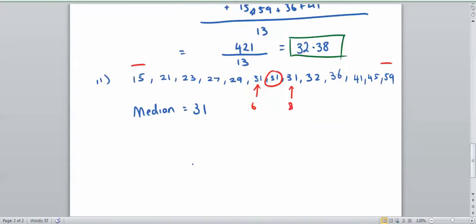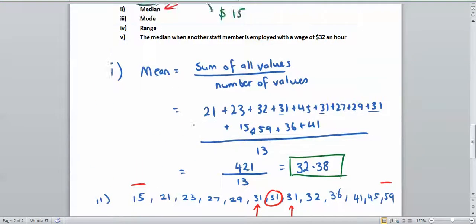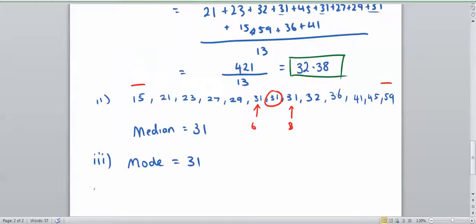The next thing is the mode. The mode is the thing that occurs the most. We can have bimodal, we can have multimodal. In this case, the only one that occurs more than once is 31. So our mode is also 31. And the range is the largest value take away the smallest value. So the range is equal to 59 take 15, which is 44.